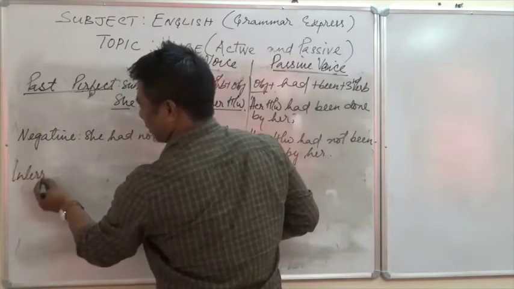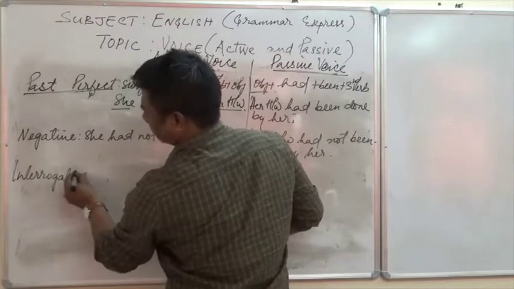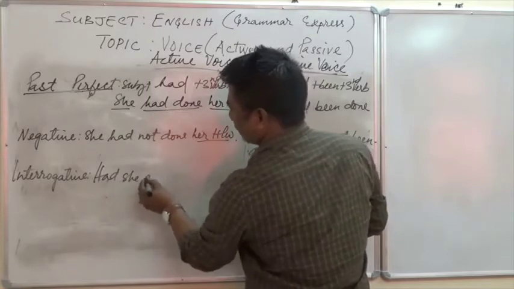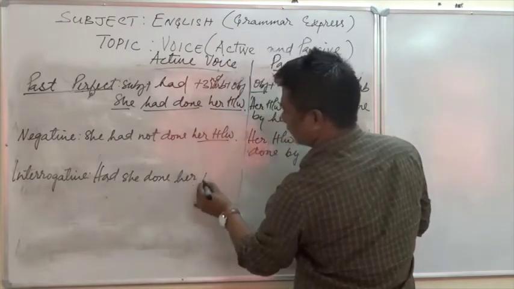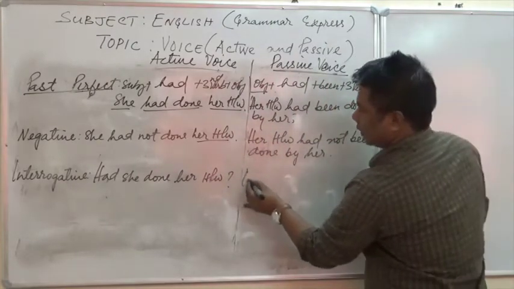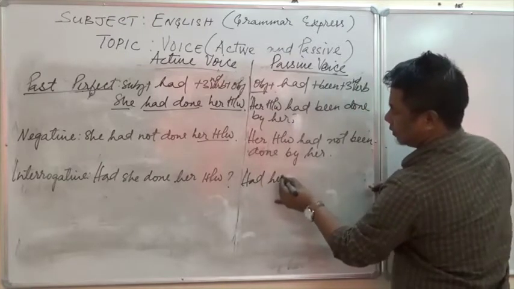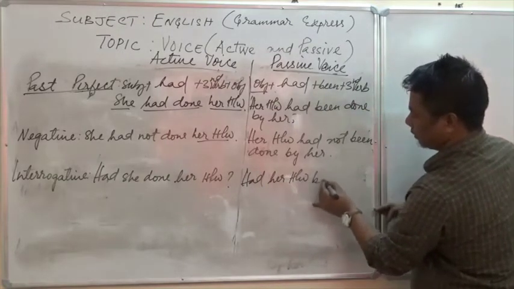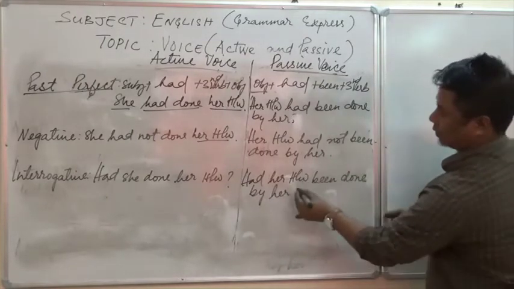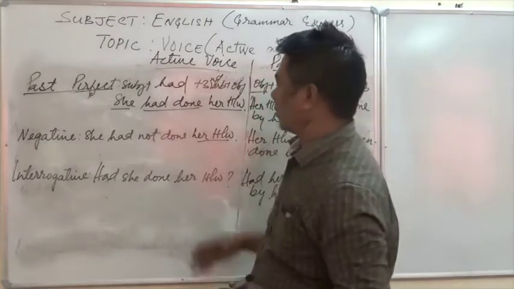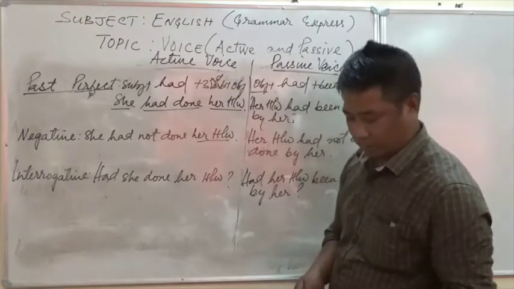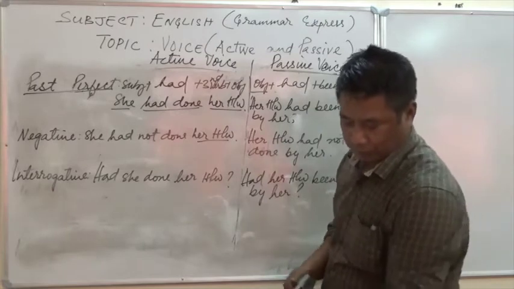If it is interrogative, we say: had her homework been done by her? Question mark. So this is how you change the different kinds of sentence in the past perfect tense into passive voice. Now, future perfect.